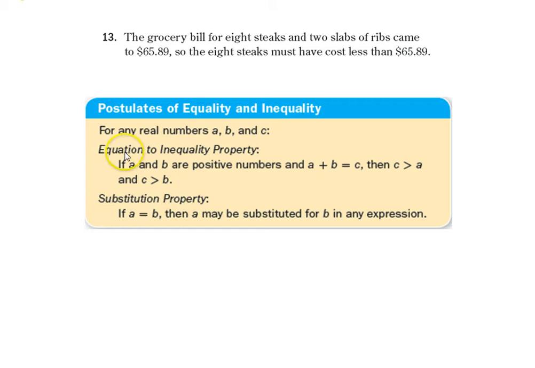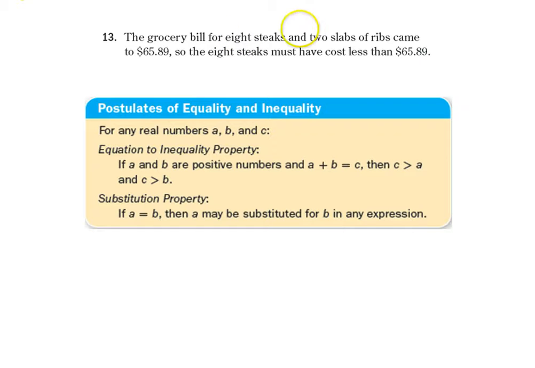And we have this equation to inequality property. What this says is that if a and b are positive numbers, and a plus b is equal to c, then C must be bigger than A, and C must also be bigger than B.